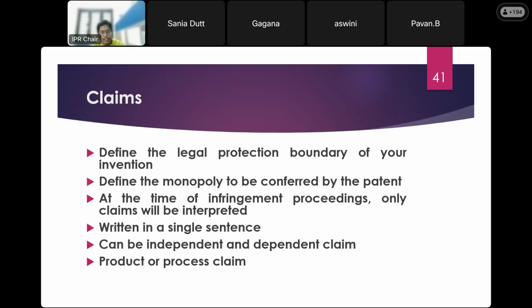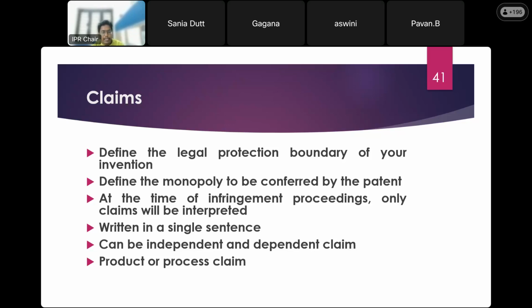So it is written in a single sentence, and can be an independent or dependent claim. So in the claims there are two things, the independent and dependent claims. The independent claim is where you write the substantial novelty and inventive step. Dependent claims cover the remaining part, apart from novelty and inventive step, which is relevant to that.